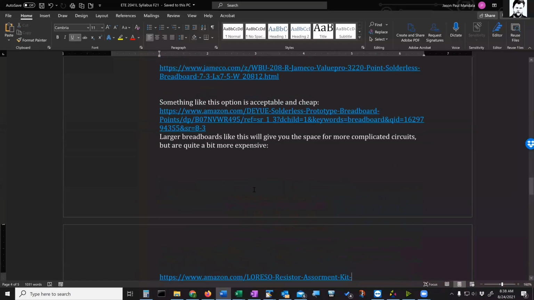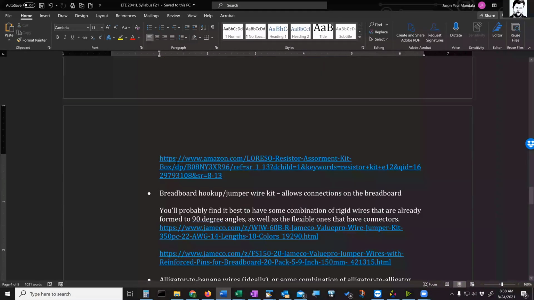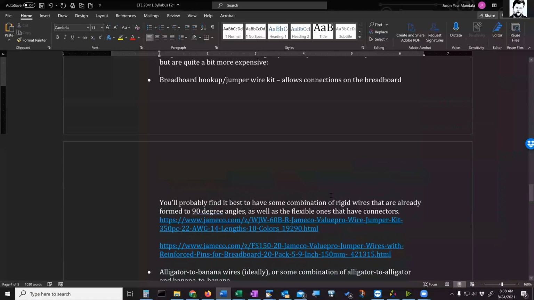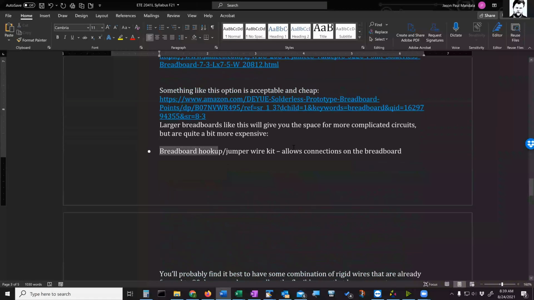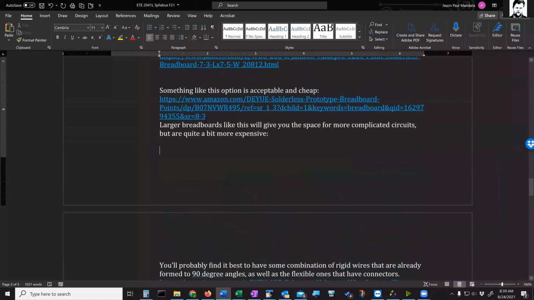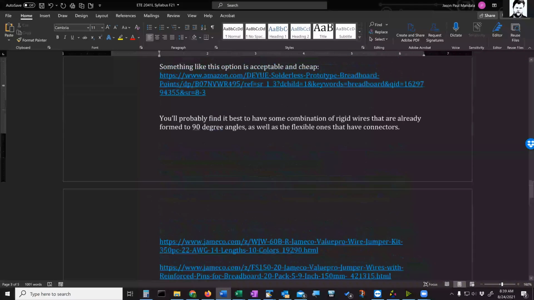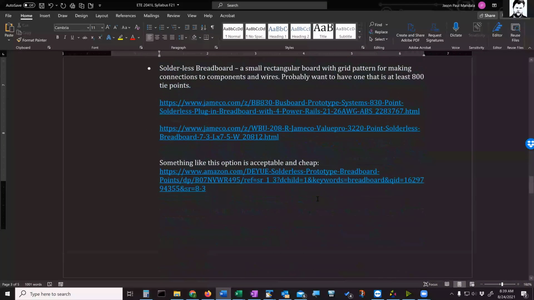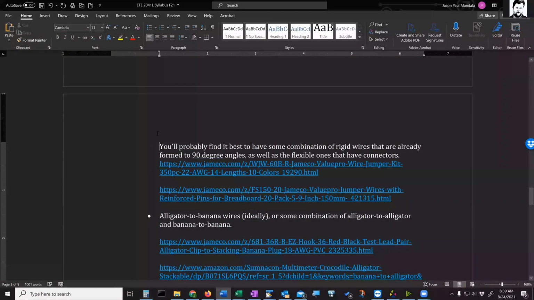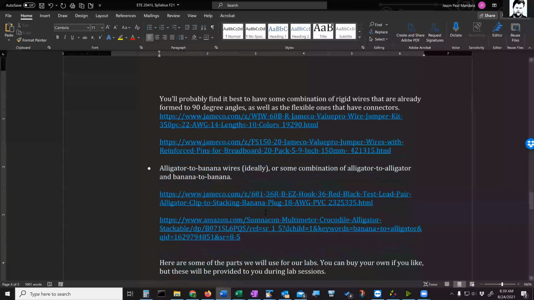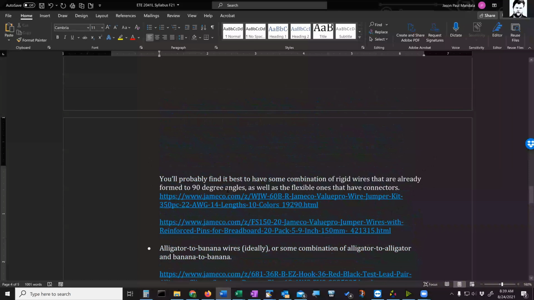Oh, this is a typo. It says resistor assortment kit. There should also be a bigger one you can look for on Amazon, bigger breadboards too. Something got messed up with my syllabus here. There's a bullet point missing right here. Okay, so the next thing is supposed to be the wire kit. Yeah, wire jumper kit.